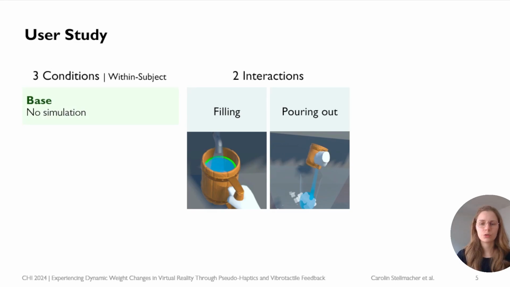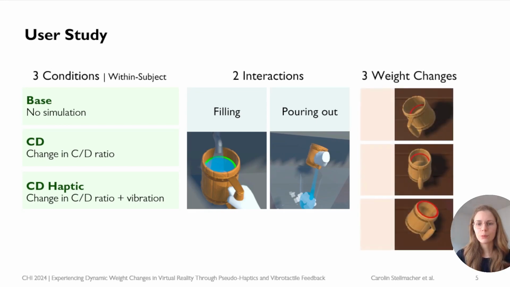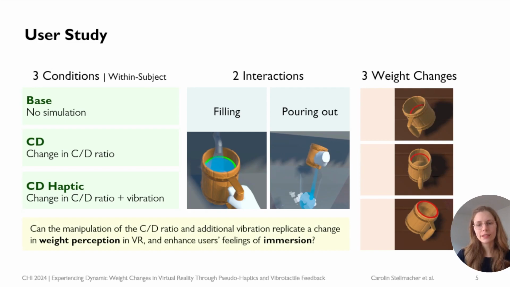First, the base condition where no simulation is applied. Second, the CD condition where only the change in the CD ratio is applied. And third, the CD haptic condition where we change the CD ratio plus add additional vibration. We tested the illusion with 3 weight changes visualized by 3 different water levels. And our study was guided by the question if both techniques can induce an illusion of weight change and if that enhances the user's feelings of immersion.